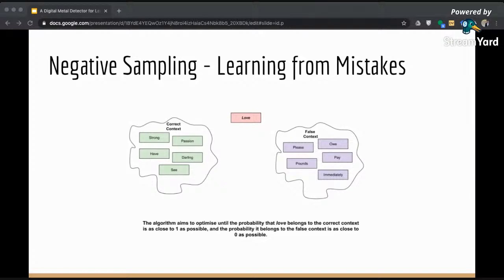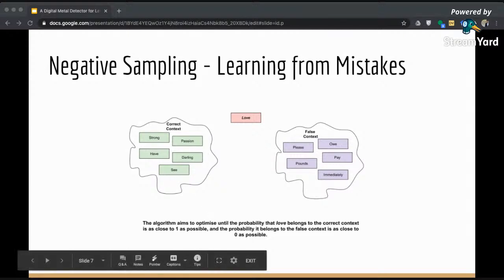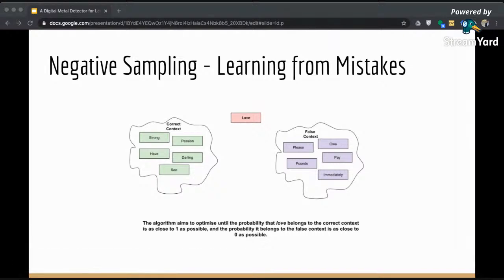So take this word love, which is our target word. We want to know what this word means. And we take a series of correct context words, words that are found in very close proximity to this word. So on the left-hand side, you can see a correct context example. This might be from a phrase like, I have a strong love and passion for you, my darling, I want to see you, something like that. And the computer just extracted those words, and this is the correct context.